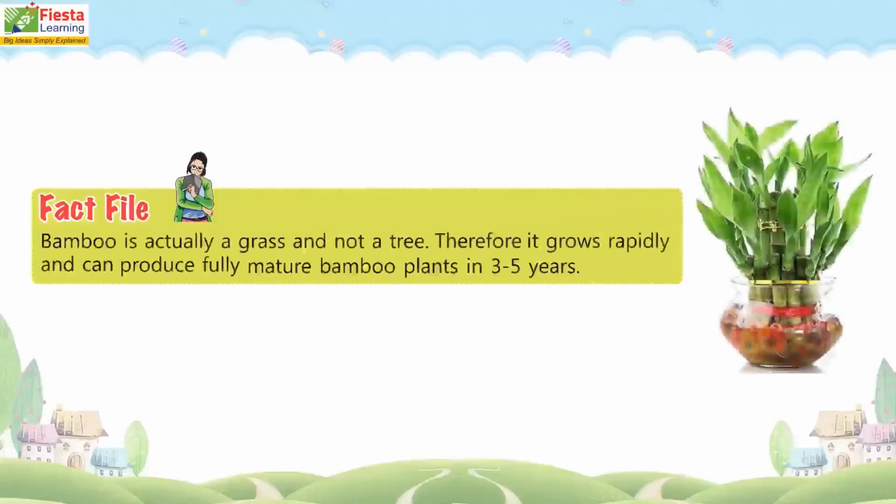Fact 5. Bamboo is actually a grass and not a tree. Therefore, it grows rapidly and can produce fully mature bamboo plants in 3 to 5 years.